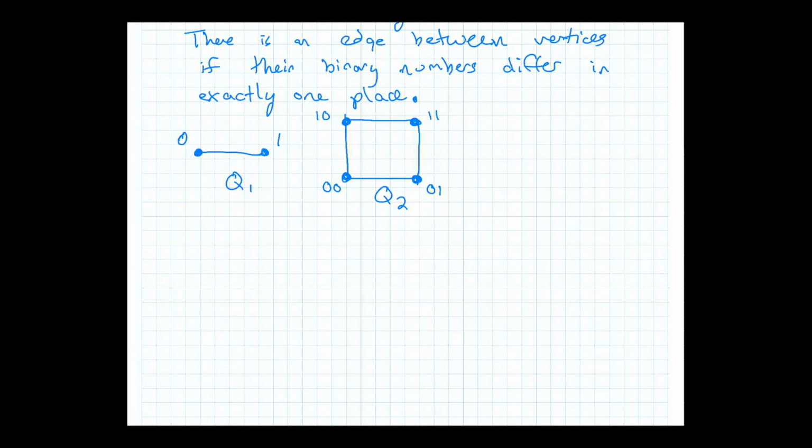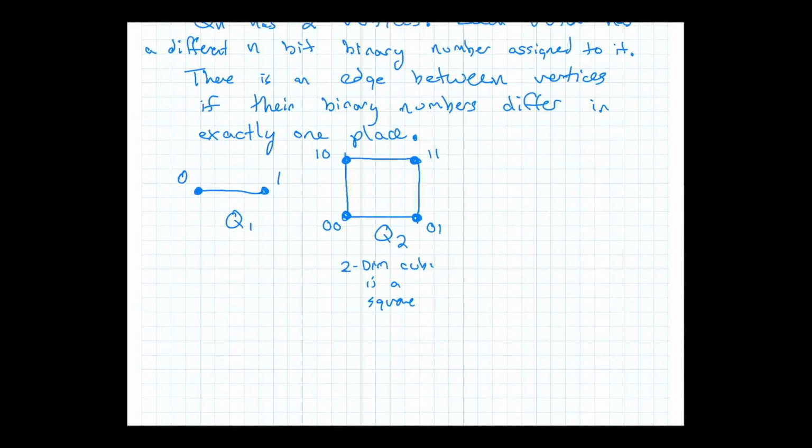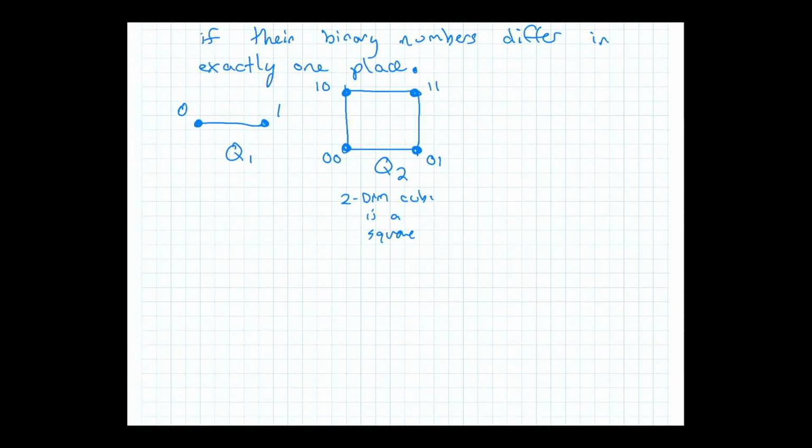So that's Q2. So that's a two-dimensional cube or square, right? Two-dimensional cube is a square. All right. Now, then you've got the next one. Now, I'm going to show you an easy way to draw these. And then we'll actually put the labels on it.